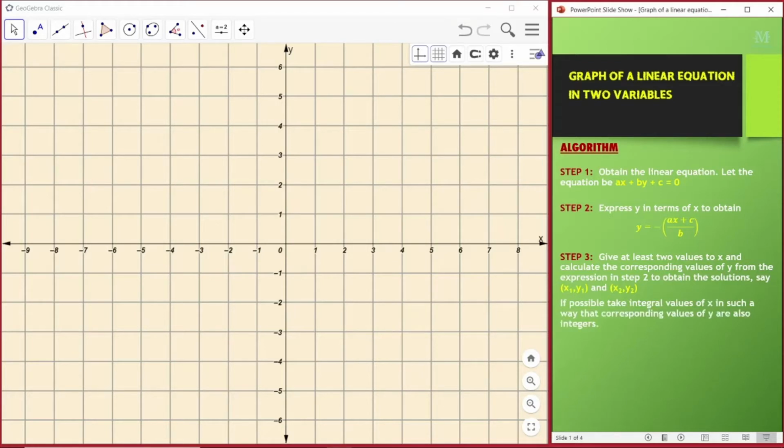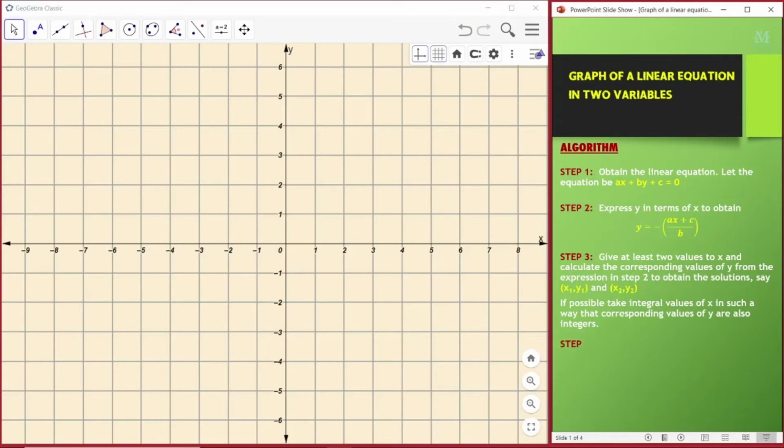If possible, we have to take integral values of x in such a way that corresponding values of y are also integers. ये सिर्फ सेक ऑफ सिंप्लिसिटी के लिए, कोई कंपल्शन नहीं है, बट अगर हम इंटीजर वैल्यूज़ ऑफ x लेते हैं तो उन्हें प्लॉट करना भी ईजी रहता है. सेम वेज अगर उनकी करस्पॉन्डिंग y वैल्यूज़ भी इंटीजर आती हैं तो उसको भी प्लॉट करना ईजी रहता है.